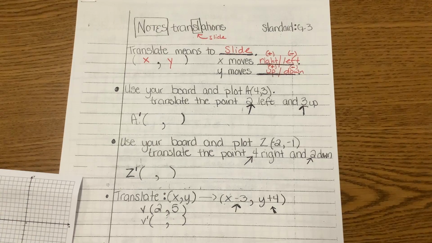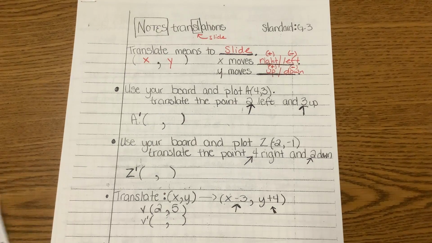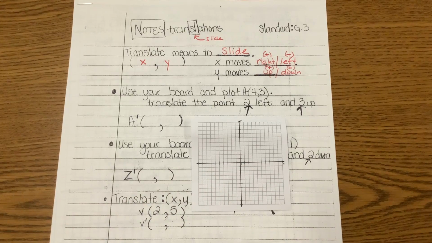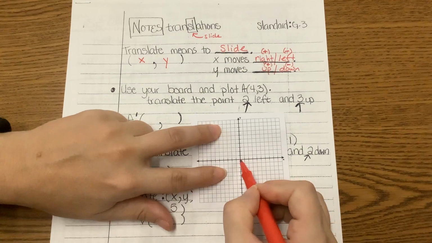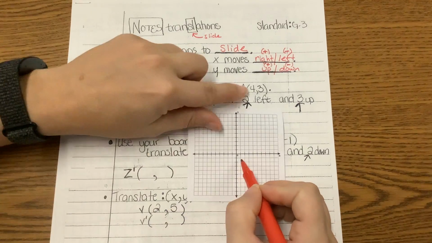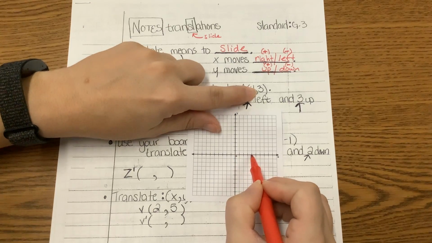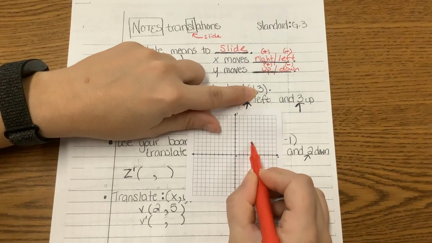All right, it says use your board. We're going to use our little Post-it note here that has the coordinates on it. We're going to plot the ordered pair A, which is 4, 3. So count from the origin. The X value moves to the right 4. And then we're going to go up 3, and that's our ordered pair for A.